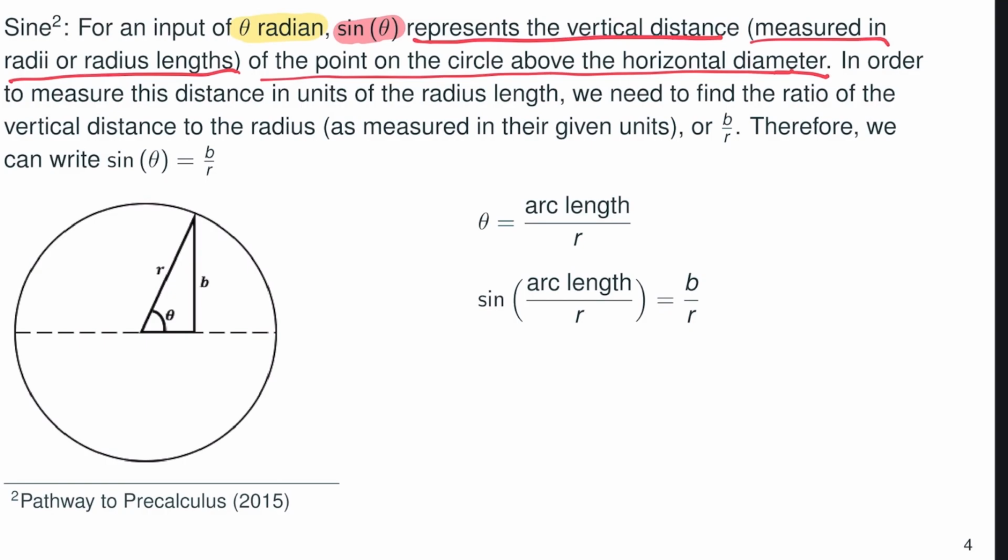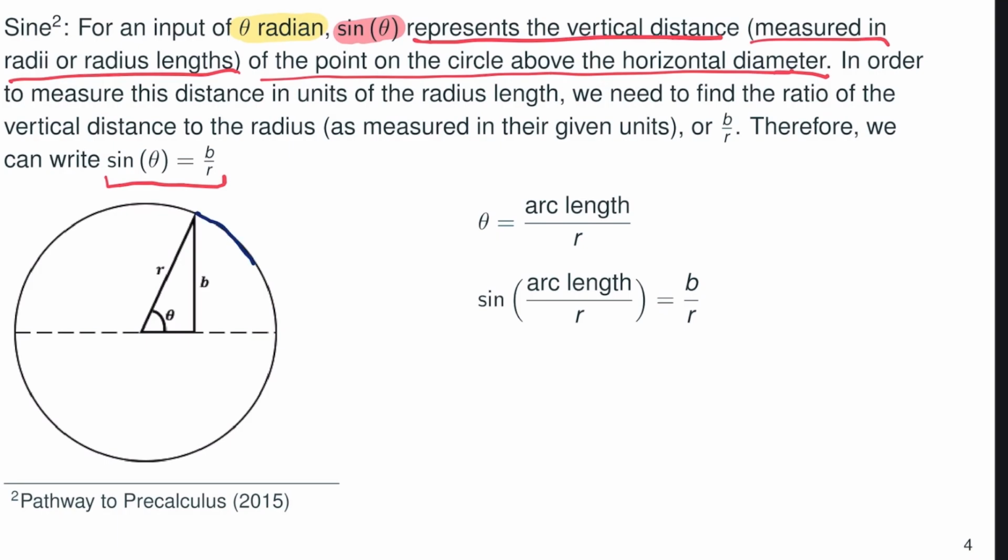Okay. So in order to measure this distance, the units of radius length, we need to find the ratio of the vertical distance to the radius as measured in their given units. Or in this diagram, b over r. Therefore, we can write sine theta equals b over r. So let's really examine what sine is.